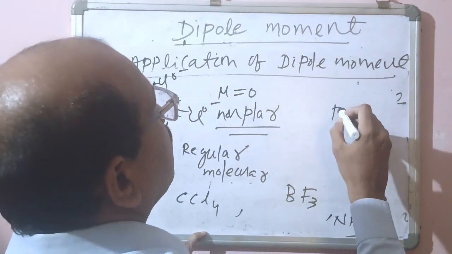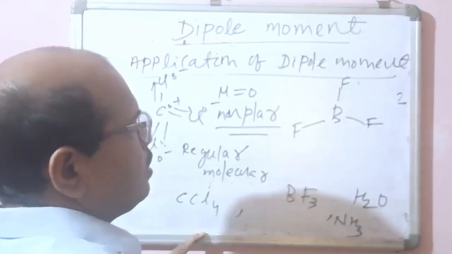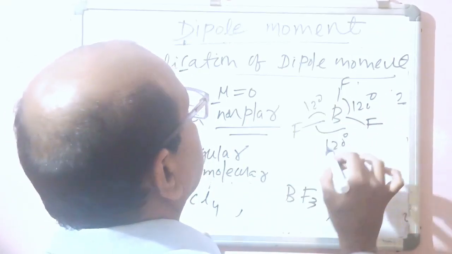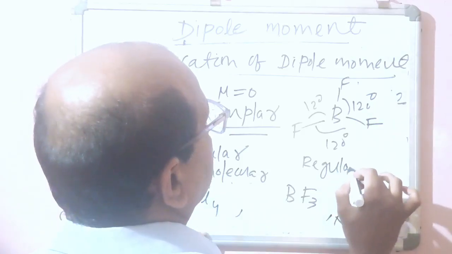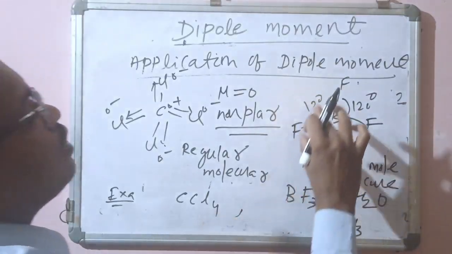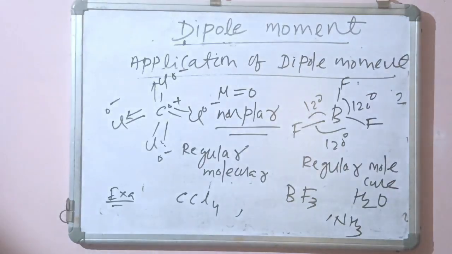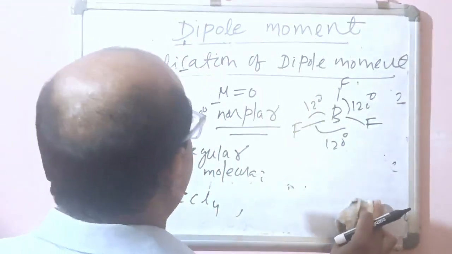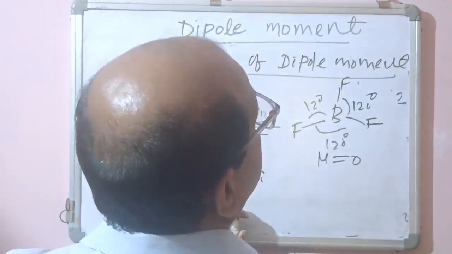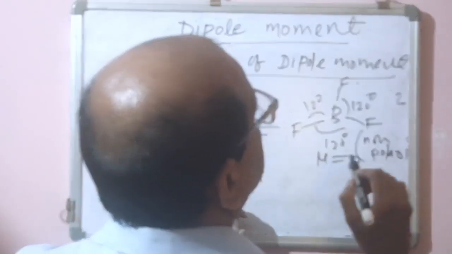And let us take BF3. If we write the shape of BF3 according to VSEPR theory, this is trigonal planar. Now all angles are 120 degrees. That is also a regular molecule according to VSEPR theory. So here there are 3 bond dipoles. This is a B-F bond. This is a B-F bond. According to vector addition, the net dipole moment will be 0 because they are regular molecules. Hence this molecule is non-polar. If the net dipole moment is 0, then it is non-polar.